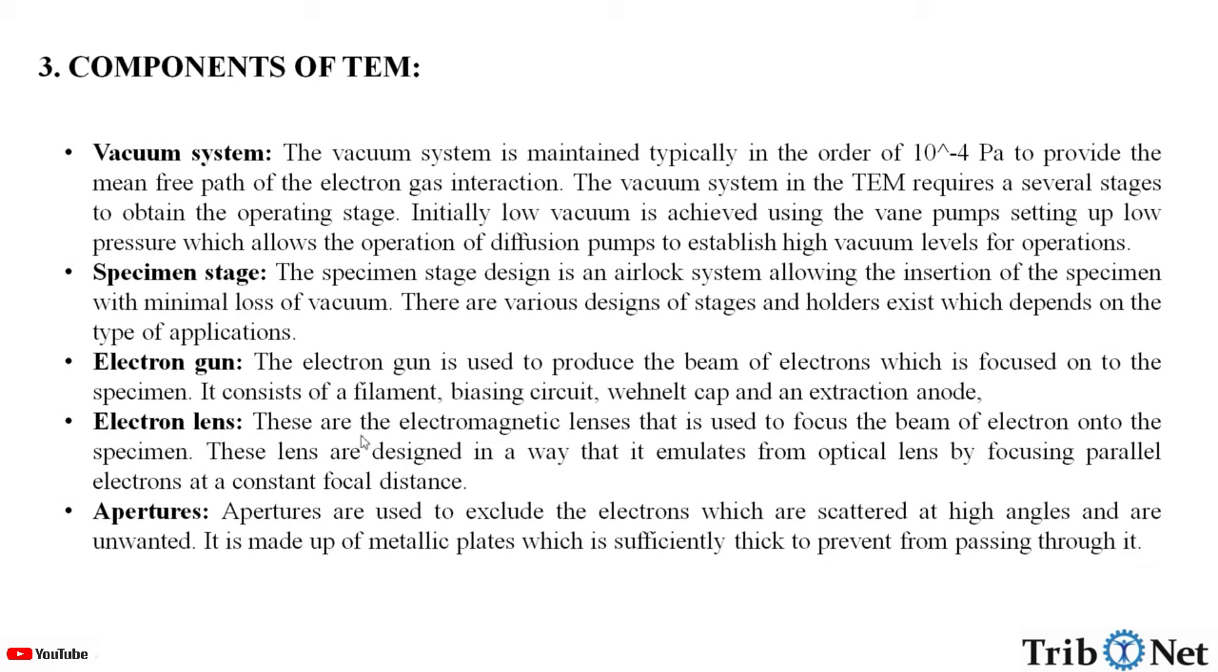Electron lens. There are electromagnetic lenses that are used to focus the beam of electrons onto the specimen. These lenses are designed in a way that they emulate optical lenses by focusing the parallel electrons at a constant focal distance. Apertures. Apertures are used to exclude the electrons which are scattered at high angles and are unwanted. They are made up of metallic plates which are sufficiently thick to prevent electrons from passing through them. And these are the components of the transmission electron microscope.